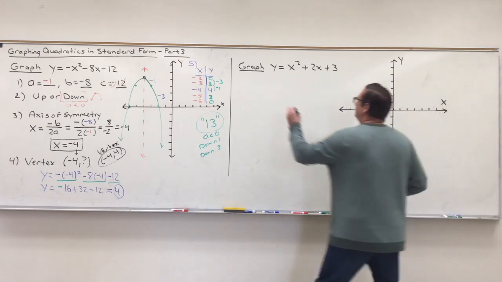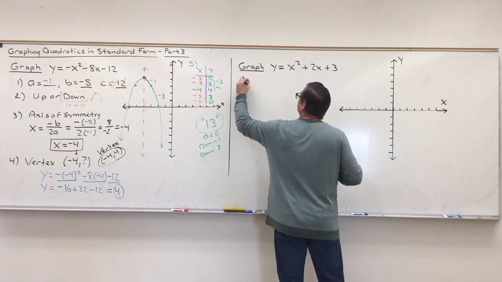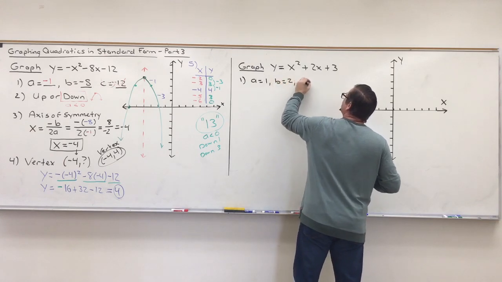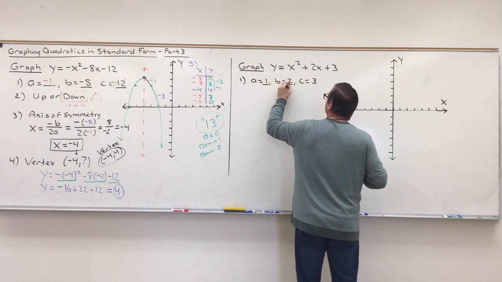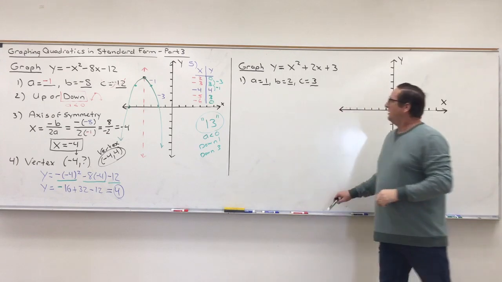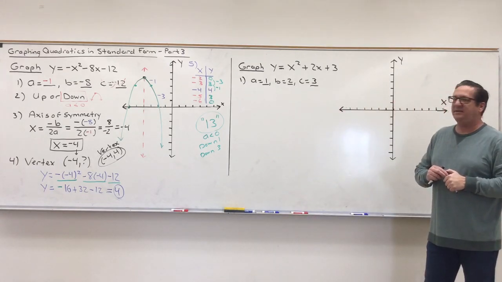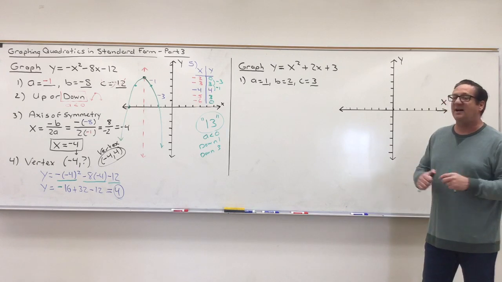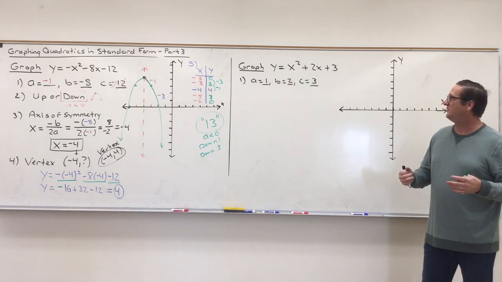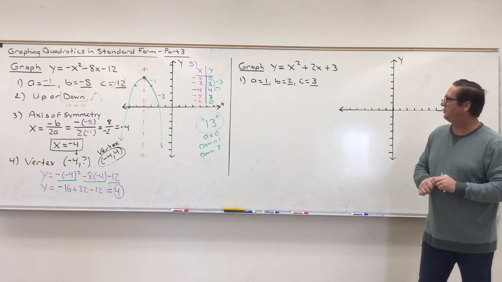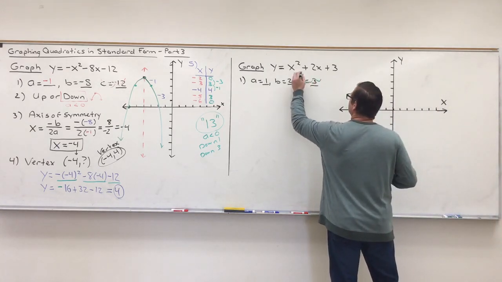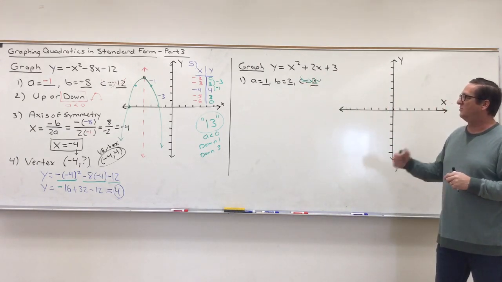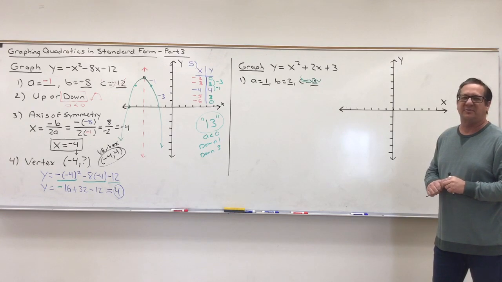Step 1. Identify A, B, and C. Right now you could actually do the quadratic formula. This problem does not factor, okay, but you could do the quadratic formula and find your solutions. But remember, you do not need the C value in order to successfully graph this.